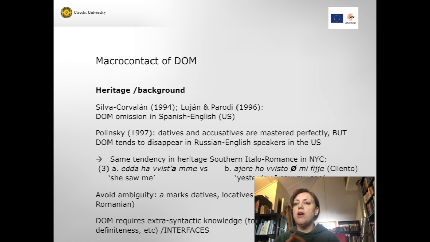Again, the background is that datives and accusatives are perfectly healthy when it comes to DOM. So A marking, DOM disappears. We found exactly the same tendency in heritage Southern Italian in contact with English in New York City. So you have an example in 3. She has seen, to me, that's the form that you use. There is in Cilento. And yesterday I saw my son, without DOM.